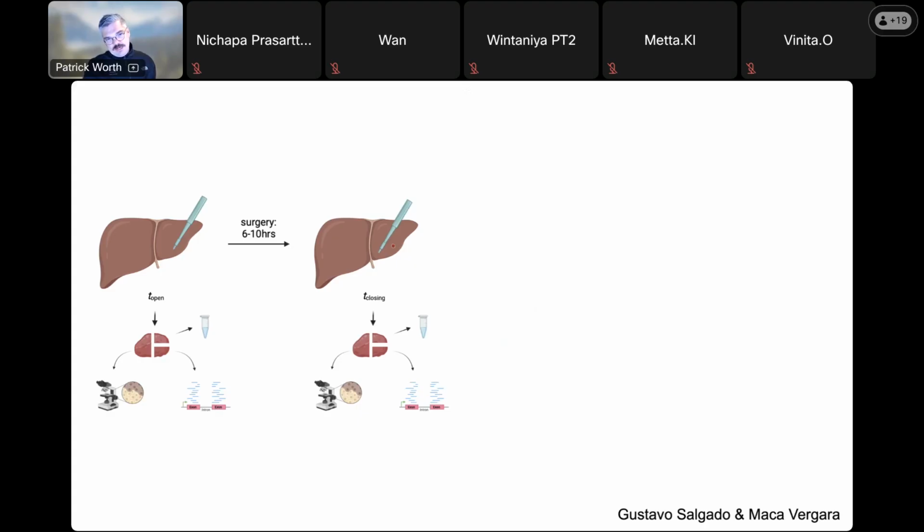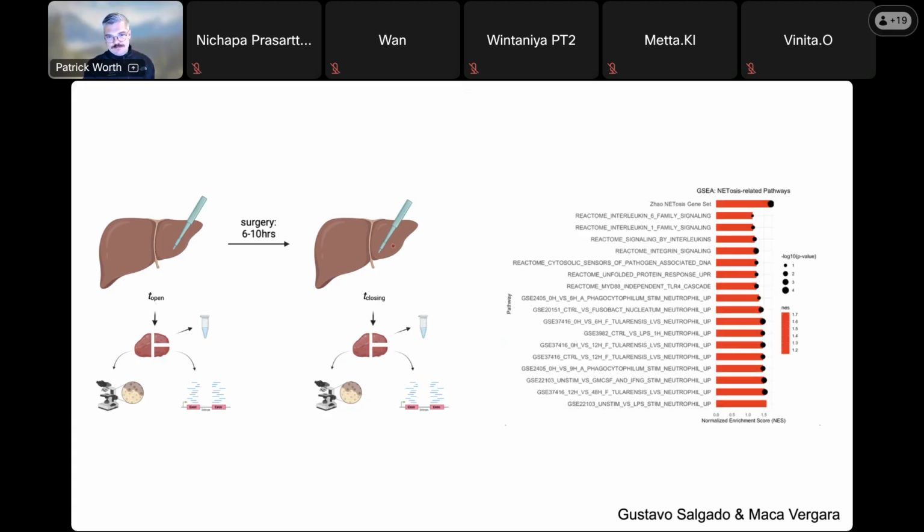And we would take that at opening, as immediately as we could at the beginning of surgery. And then after tumor resection or around closing, on average about 6 hours after the initial biopsy, we would take a closing biopsy. We would do this in the same liver segment, but far enough away to avoid any bias or local changes from the wounding caused by the initial biopsy as well.